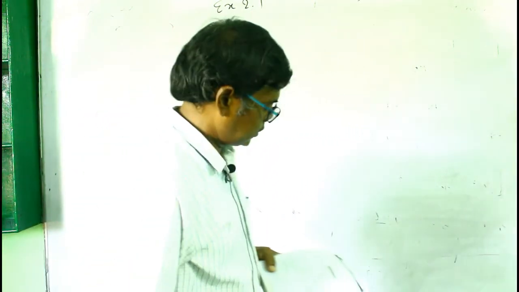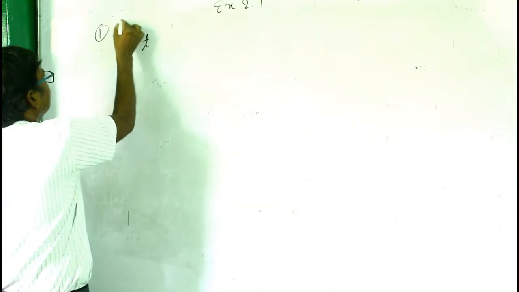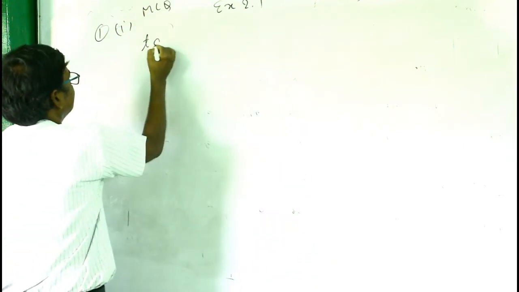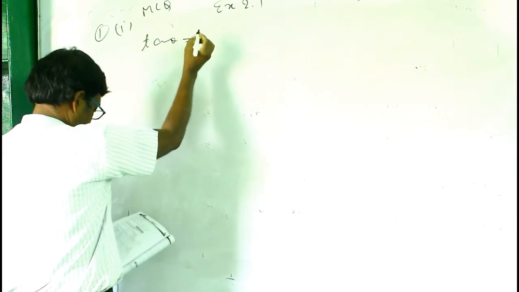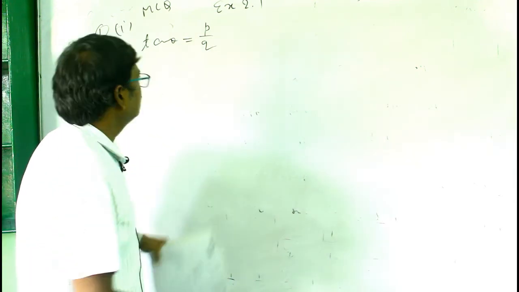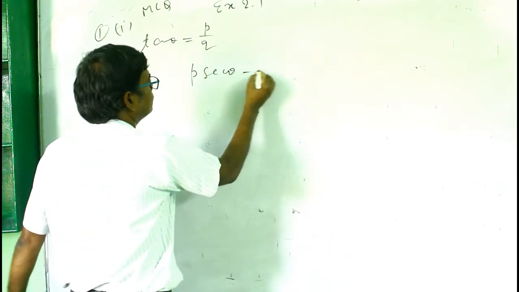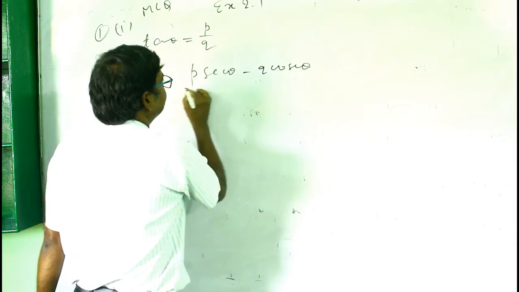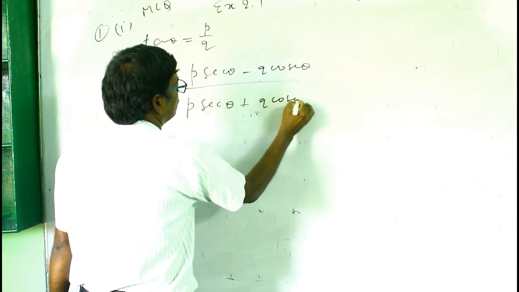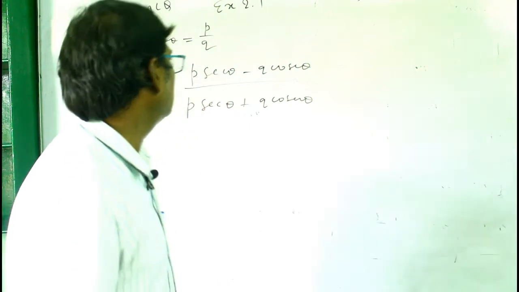Okay, in this you are given that, question number 1, MCQ. So tan theta equal to p by q. Then we have to find the value of p sec theta minus q cosec theta by p sec theta plus q cosec theta. Okay, we have to find the value of this. So how will you find the value of this?